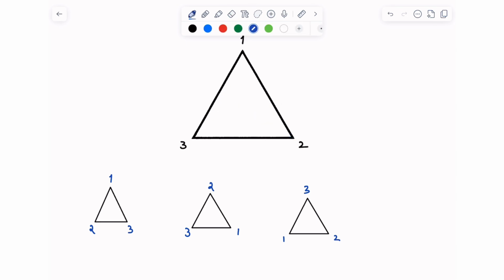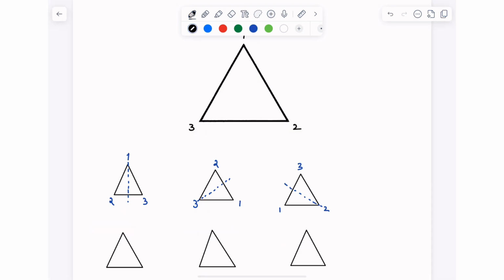And just to label what each one is, I'm just going to do this. So this is the reflection there. This is the reflection there, and this is the reflection there. Okay, amazing. So now let's come to rotations. You can have 3 different rotations as well.